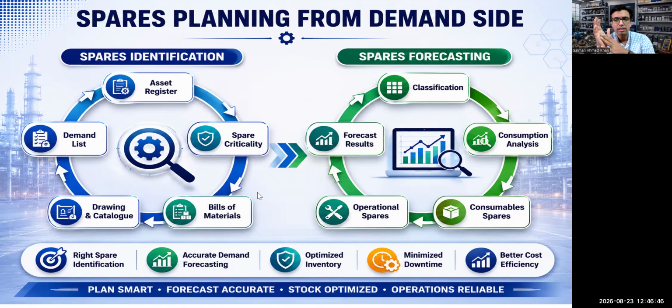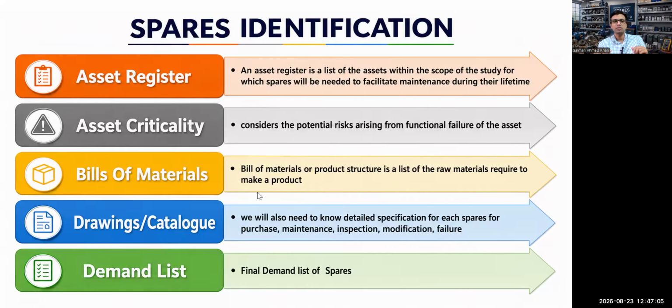And after you do the consumption analysis, you find out which spare is a consumable spare and which is an operational spare, and when you identify that, you forecast their results. So what are consumable spares and operational spares, and how do you do that? In the next slide, there are some definitions of these terms which I have used. An asset register is a list of the assets within the scope of the study for which spares will be needed to facilitate maintenance during the lifetime.